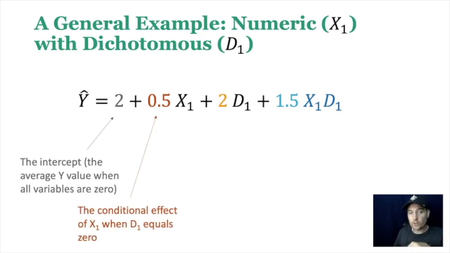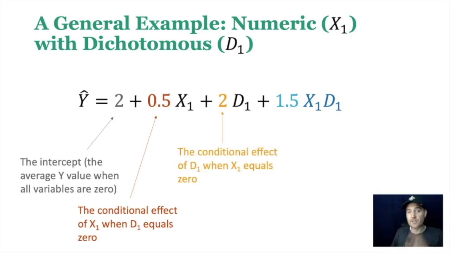This is the conditional effect of x1 when d1 equals 0. So terminology-wise, that's called a conditional effect. That's different than a main effect, which we learned about in ANOVA. This is a conditional effect, which means it's the effect conditional on when d1 equals 0. Similarly, the 2 is the conditional effect of d1 when x1 equals 0.